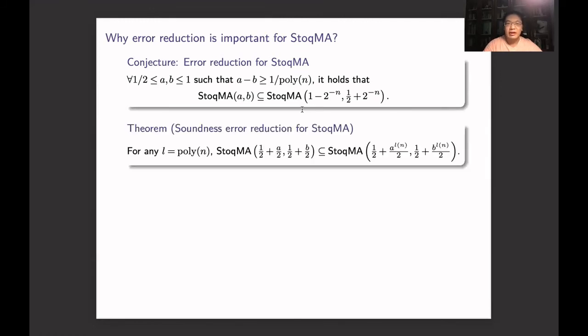And my result here is we can do the error reduction for the soundness side. Namely, for any L which is a polynomial, StoqMA with completeness half plus A over 2 and soundness half plus B over 2 is contained in StoqMA with completeness half plus A to the L over 2 and soundness half plus B to the L over 2. So if A is 1 or very close to 1, then we can reduce the soundness error.